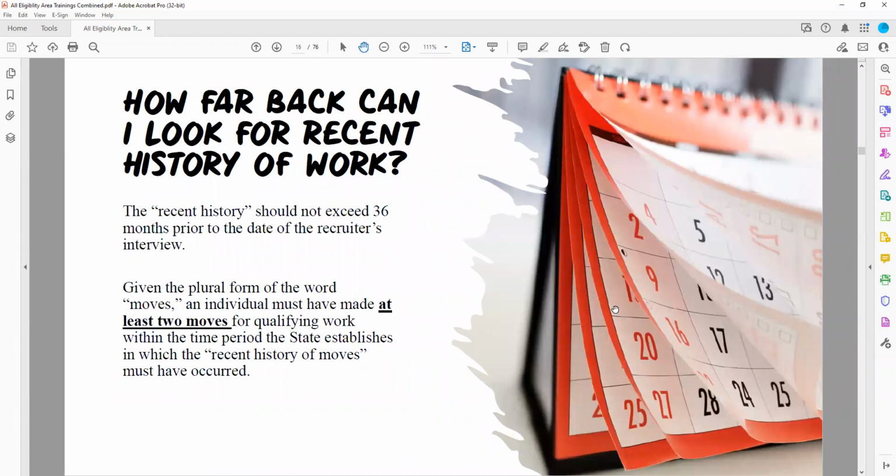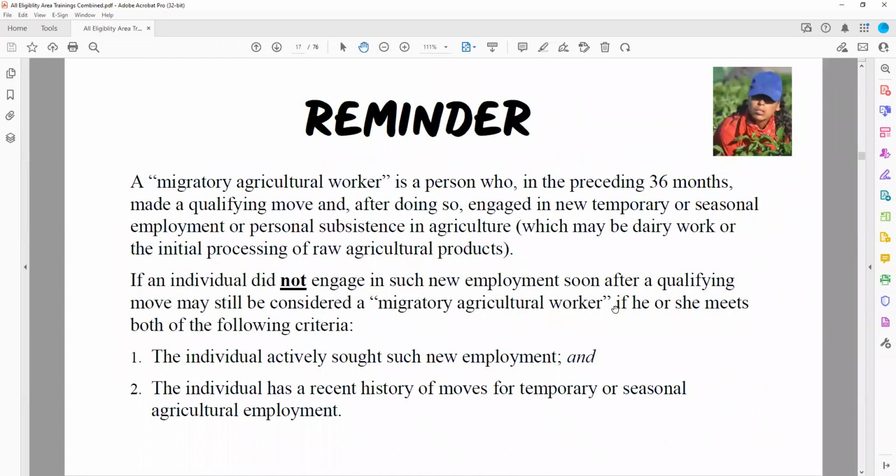So if you have this person in front of you that says, hey, I came to work in fishing, but I couldn't get the job, but I did move several other times, and you're looking at their history, it says here they have to have at least 2 moves, and it needs to be within the last 36 months. So you can look and see if that's the case. Just as a reminder, a migratory agricultural worker is a person who in the preceding 36 months made a qualifying move, and after doing so engaged in that new temporary seasonal work.